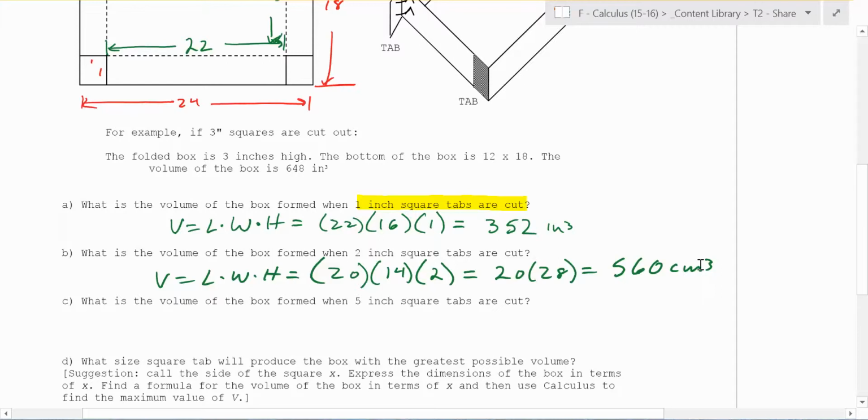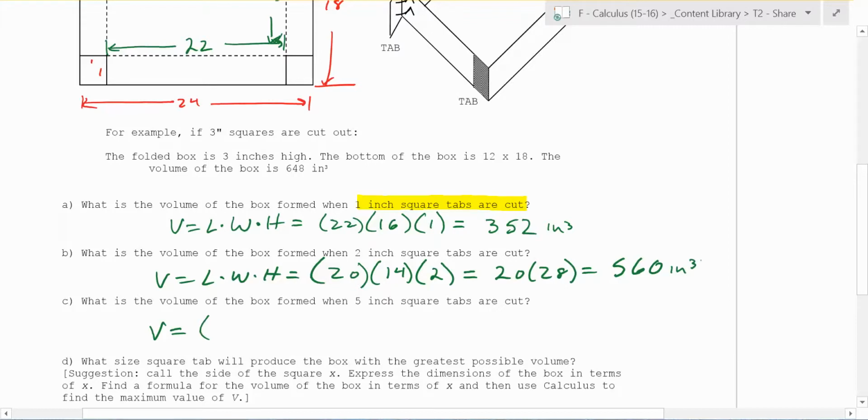Okay, let's fold up 5 on each side. Lizzie, if we fold up 5 and 5, what's the new length going to be? First, it's inches cubed, not centimeters. Thank you. Well done.